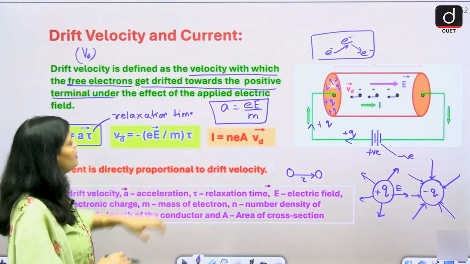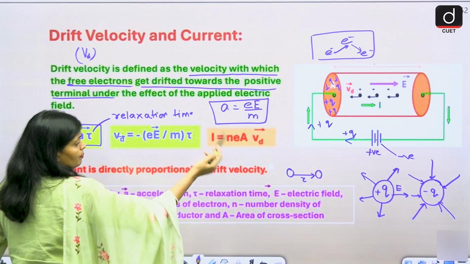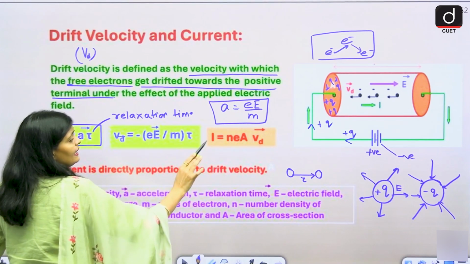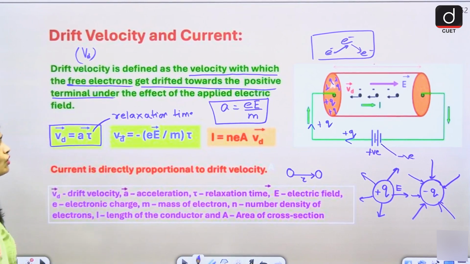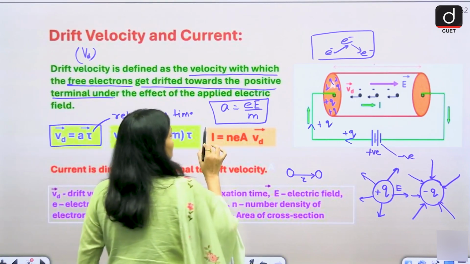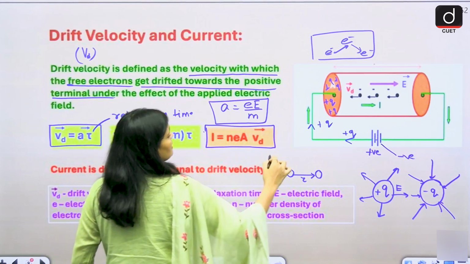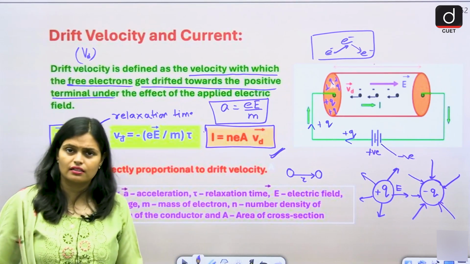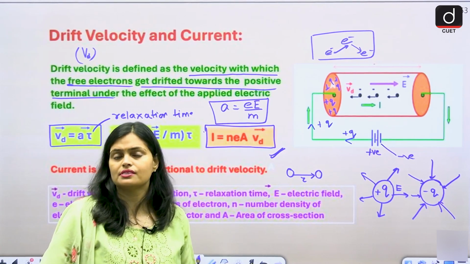Now what happened here? Again just try to open this formula. I is equal to what? N E A Vd. Now A is what? Area of cross section. So this is the relationship between I and drift velocity. ये relation आपको याद रखना है. ठीक है, we have a derivation of this relation also, but for now just try to remember this relationship.